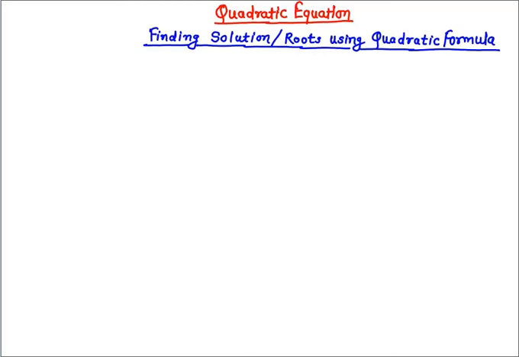In this session, we are going to learn how to find solution or roots of a quadratic equation using quadratic formula. In an earlier session, we learned how to find the roots of a quadratic equation using the completing the square method. In completing the square method, we basically convert the quadratic equation into a completely square form, that is x plus a whole square equals to b square, kind of this form. And just by taking the square roots, we get the roots of the quadratic equation.